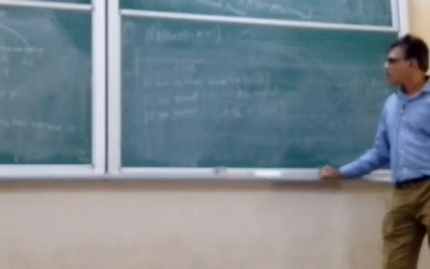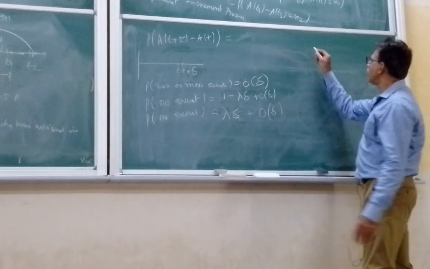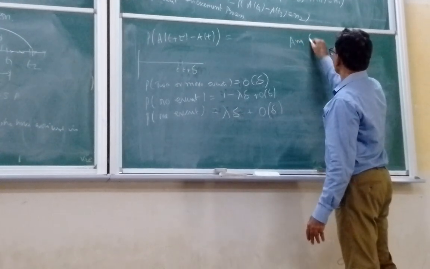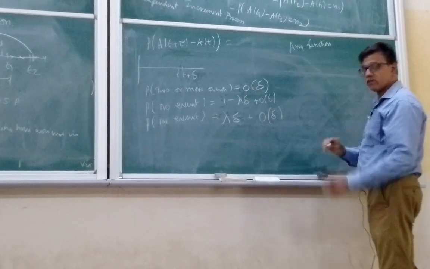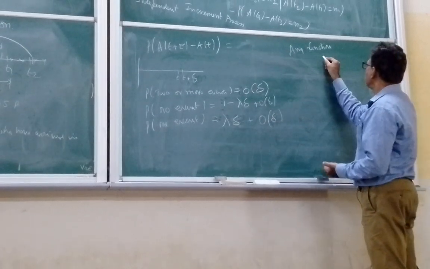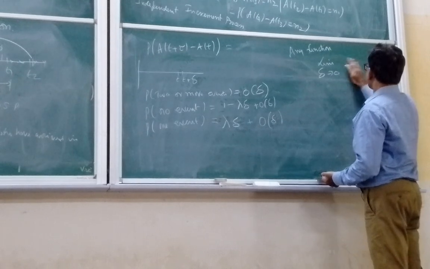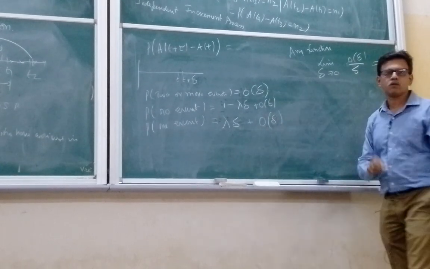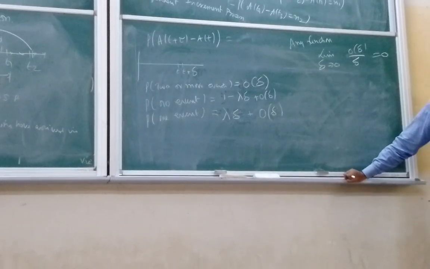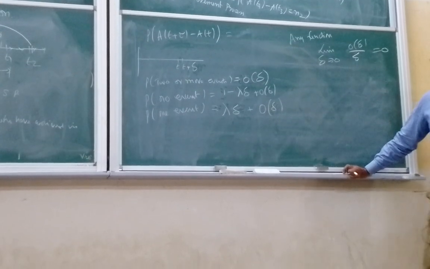Now, what is this order delta? Order delta is any function. It's called an order delta function. It's a function of delta. If in the limit order delta?